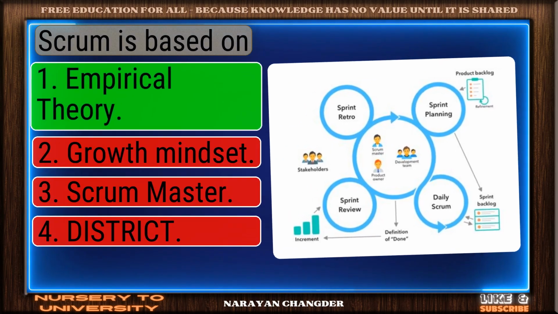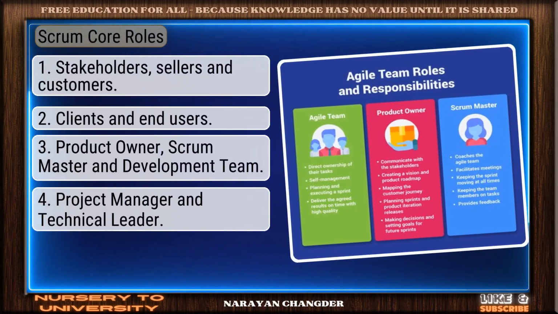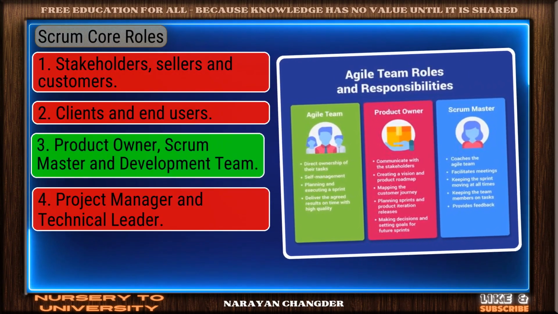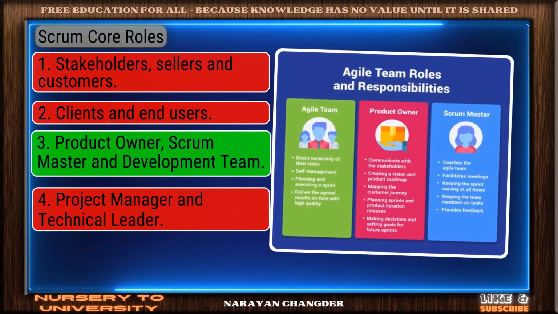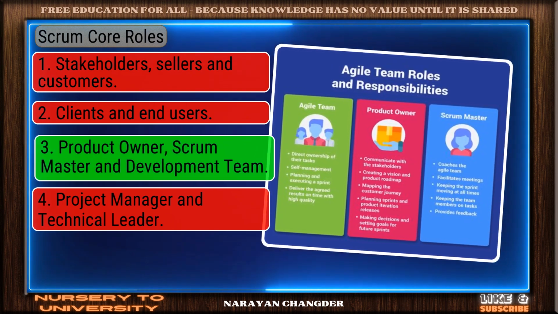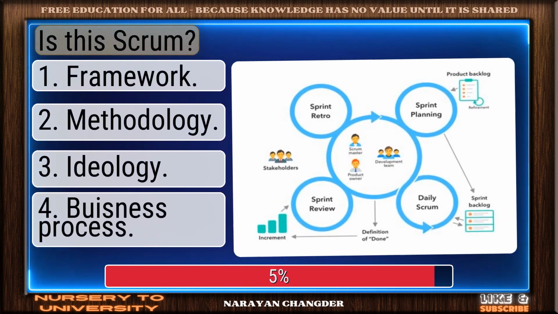On track. Empirical theory is the correct answer. Question number 76. Scrum core roles. Exactly. Product owner, Scrum Master and development team makes sense, and it is the right choice. Question number 77. Is this Scrum?